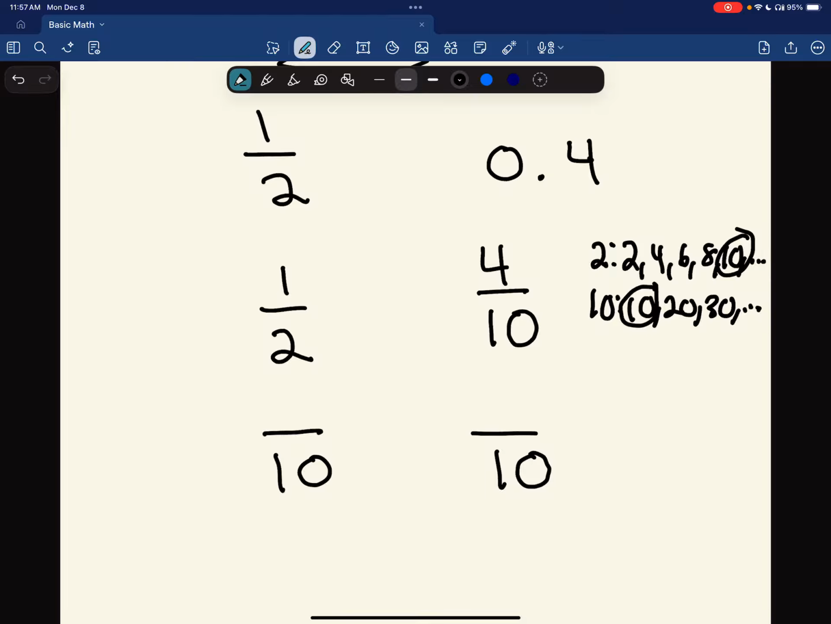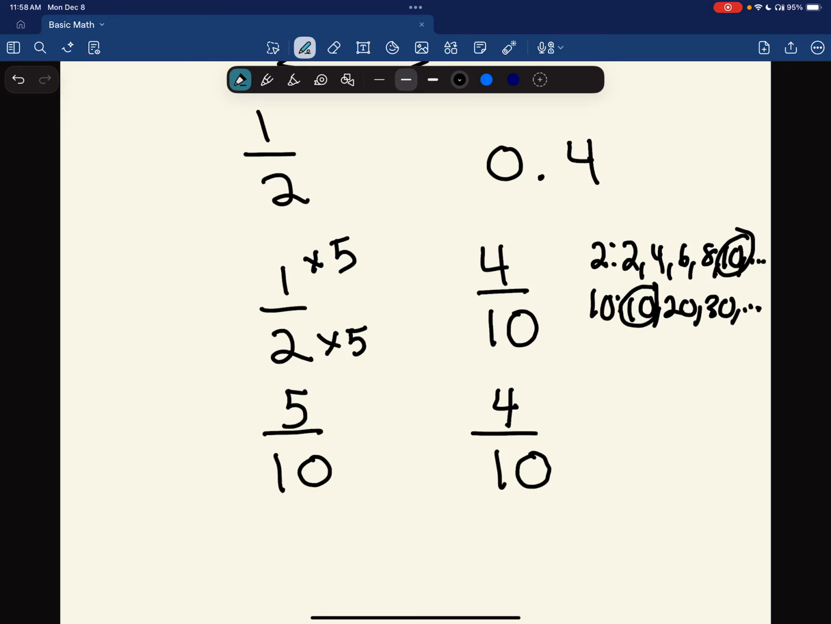Okay, now we're going to look at 1/2. Looking at the denominator 2 and the denominator of 10, we can see that 2 times 5 is 10. So we need to multiply the numerator by 5 as well. So 1 times 5 is 5. Now looking at 4/10, the tens are the same, right? Essentially 10 times 1 is 10, so 4 times 1 is 4. Or you don't even need to do anything. If it's the same denominator, you can just write the same numerator.